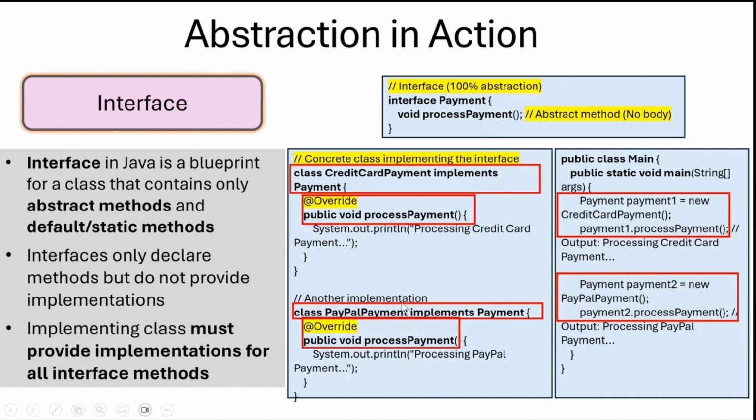So this way also we can achieve abstraction and put the processPayment, or the common behavior, at one place, and whoever wants to interact with these different types of payment methods can interact using the interface and the abstract or common method defined in that interface, like the Payment interface and the processPayment method, to interact with these payment classes.